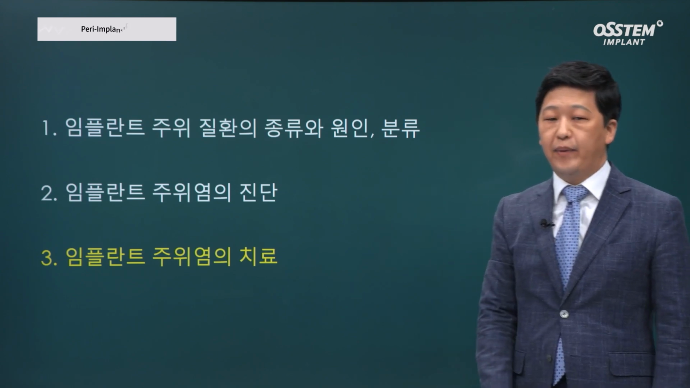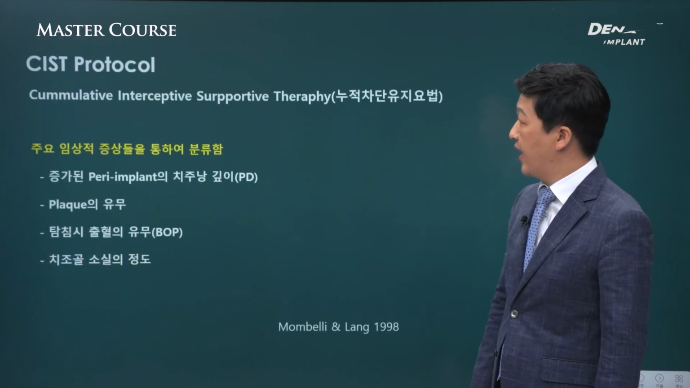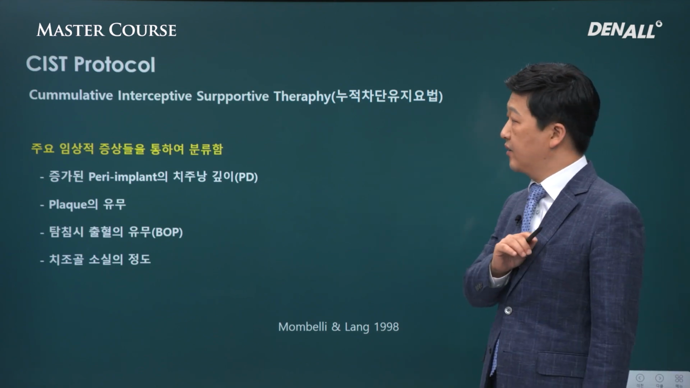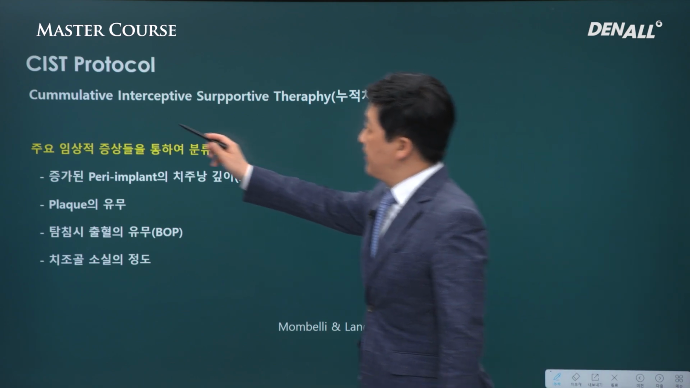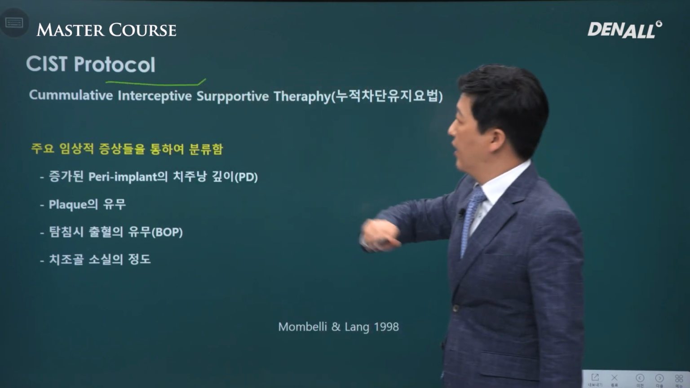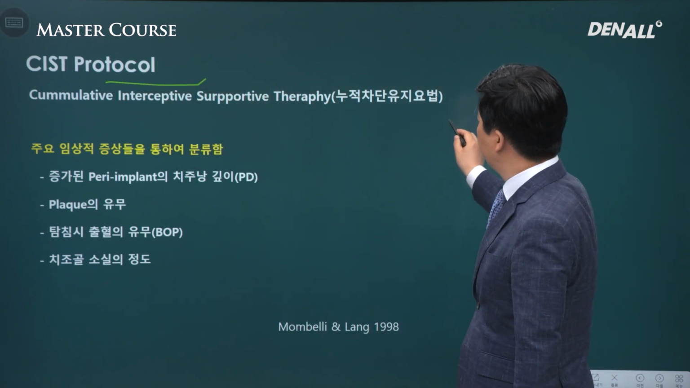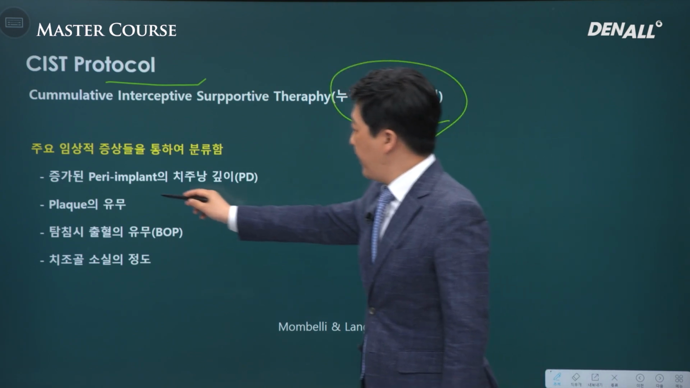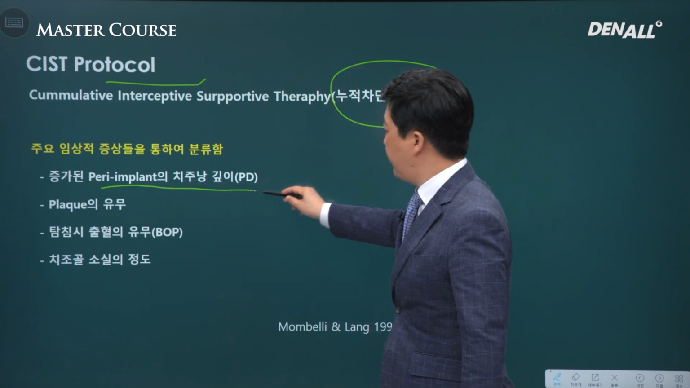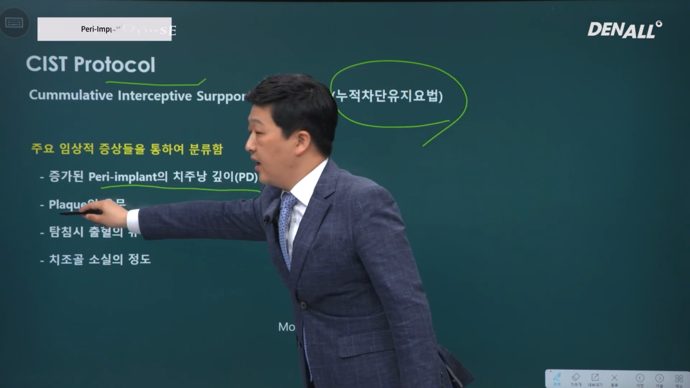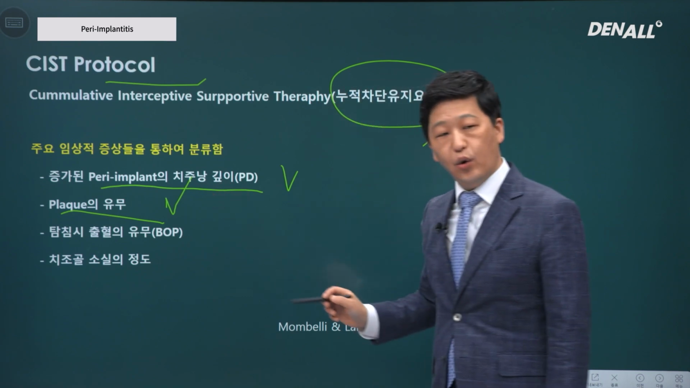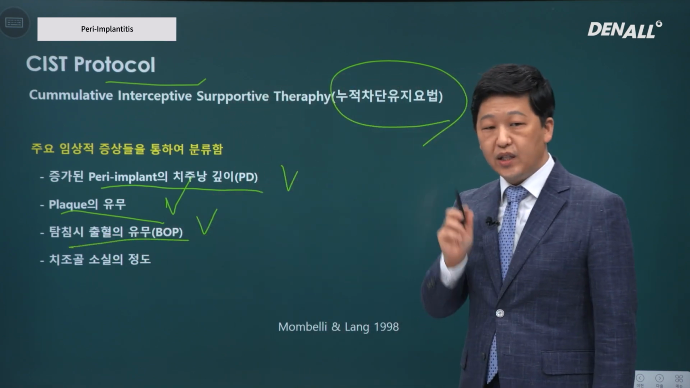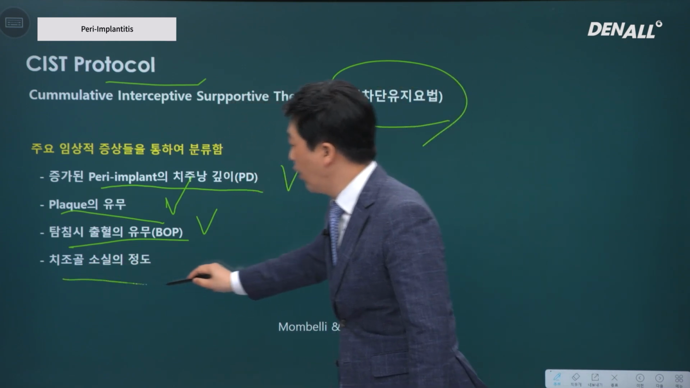Finally, I want to talk about the treatment of peri-implantitis. The protocol that is most frequently mentioned is the CIST protocol. This is also included in the specialist test. It is cumulative interceptive supportive therapy. It looks at the increased probing depths around the implant, signs of plaque, signs of bleeding upon probing, and the level of alveolar bone loss.